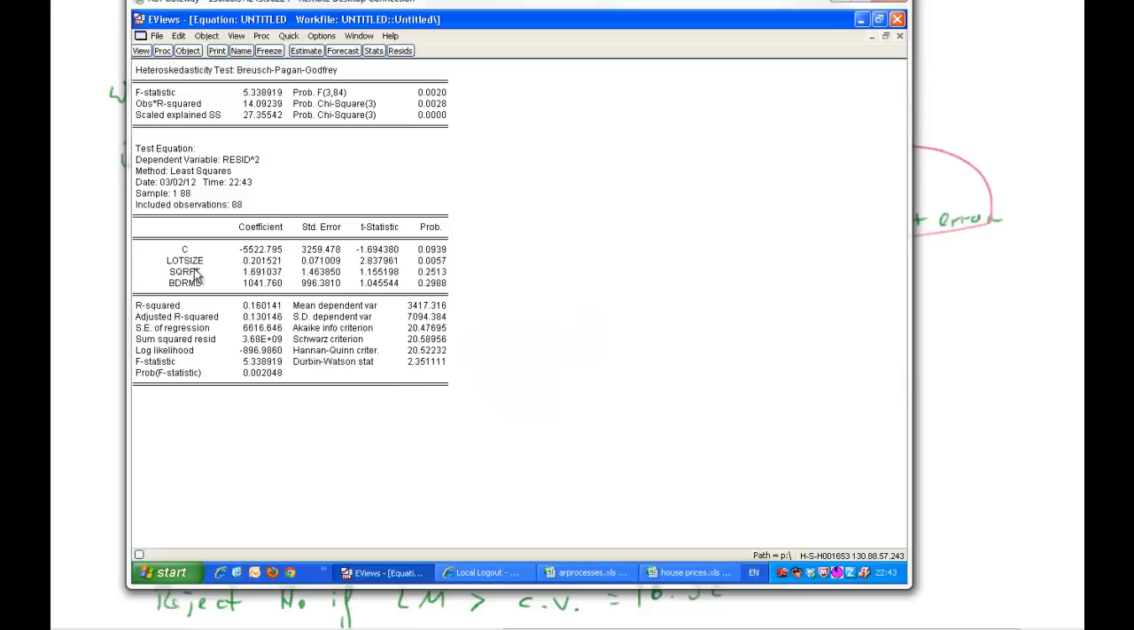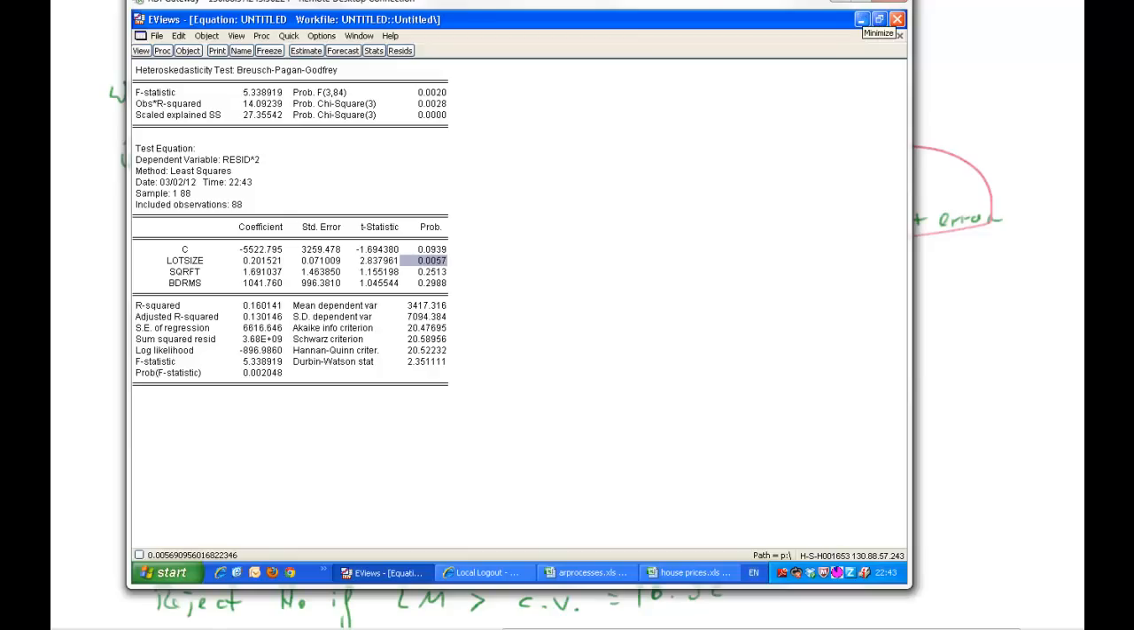In fact, if you click OK and you decide that you just want levels, unsurprisingly it's again the lot size which seems to be significant, and we would reject the null hypothesis as well. It turned out in our White test it was exactly that variable which turned out significant as well. So we get basically the same story here.